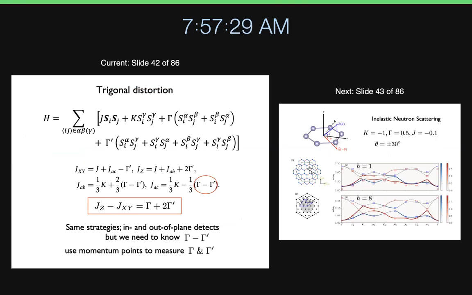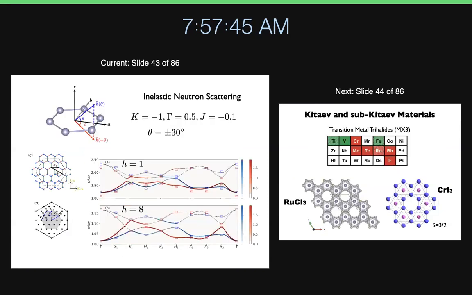So trigonal distortion will complicate the story a little bit, because if I have a trigonal distortion, which is always present, then the J_AC is going to take K minus gamma prime, while the in- and out-of-plane anisotropy will take gamma plus 2 gamma prime. So we need to know 3 unknowns here. And in that case, we'll have to rely on the finite momentum, which is inelastic neutron scattering.